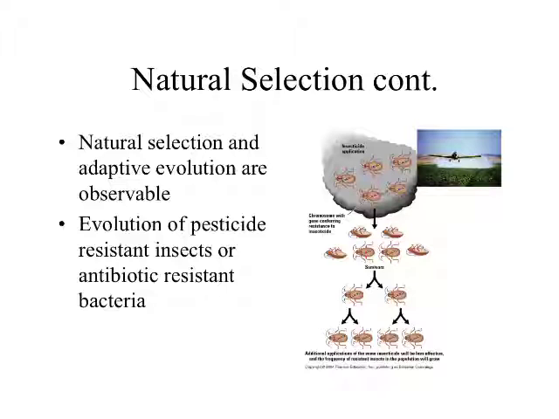Same thing with antibiotic-resistant bacteria that we always hear about. The bacteria have been able to overcome the different antibiotic factors, to survive and pass those traits on to their offspring. So this is something that scientists have been able to observe over time, and so that's why they think this is correct.